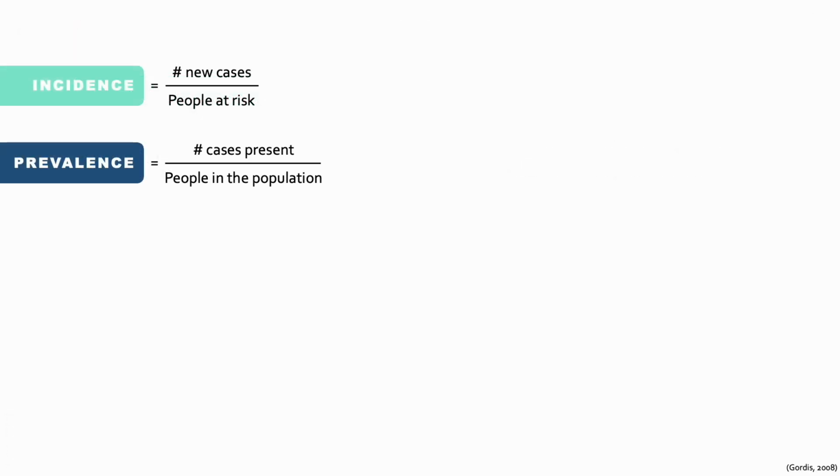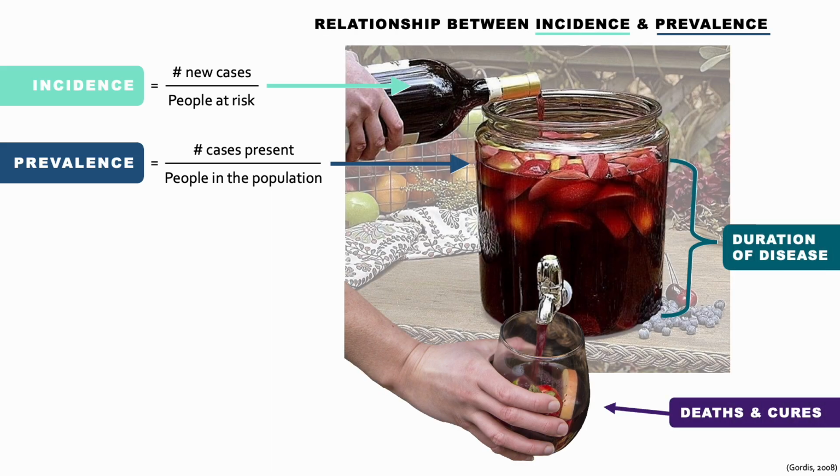Incidence and prevalence are health indicators you'll learn more about when you take epidemiology, but briefly, incidence is the number of new cases out of the people at risk, while prevalence is the number of cases present in the population out of the total number of people in the population. Prevalence is the proportion of the population who has a particular disease.